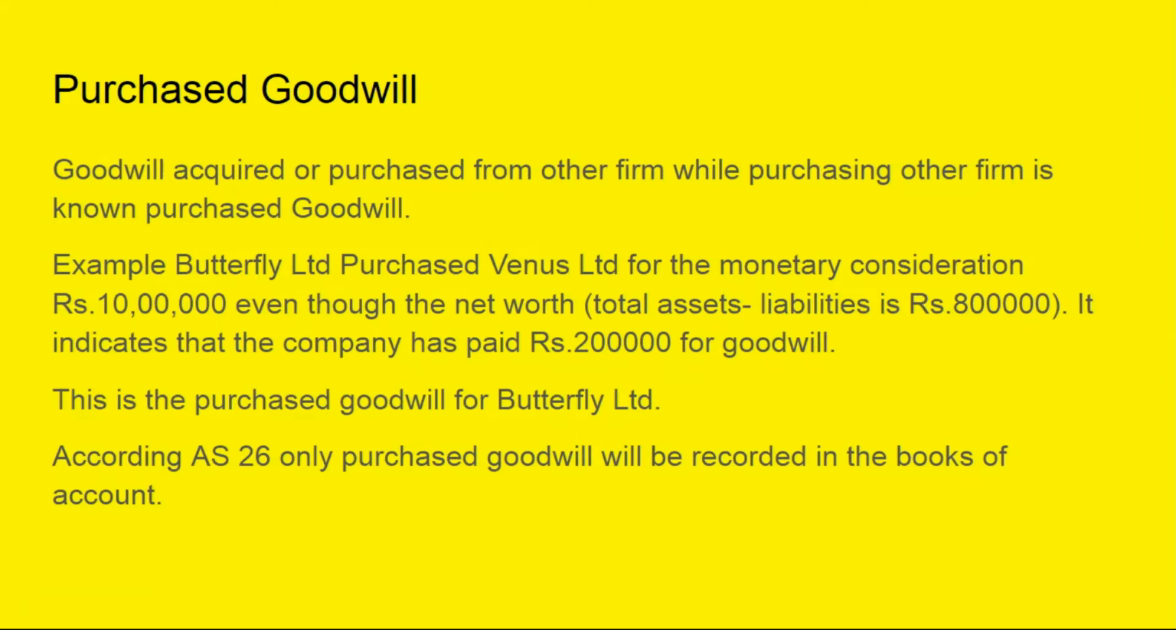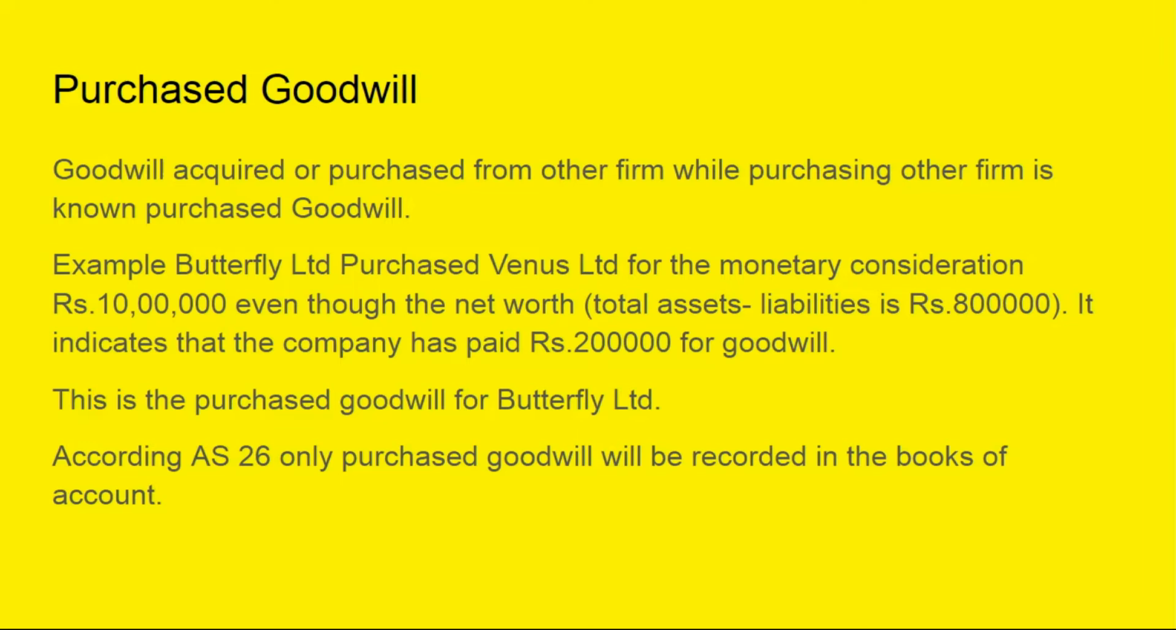The company's total assets minus liabilities is 8 lakh. That is the net worth or net asset value of the company. For that, instead of paying 8 lakh, Butterfly Limited paid 10 lakh to Venus Limited. This extra 2 lakh they have paid, this purchase consideration, is paid for the goodwill of the firm. So the purchased goodwill appearing in the books of Butterfly Limited will be 2 lakh.